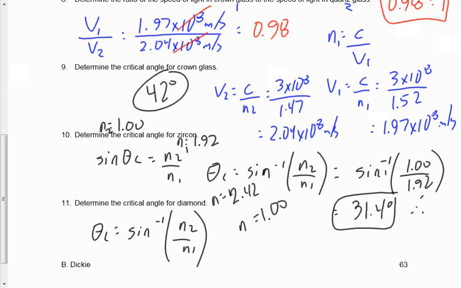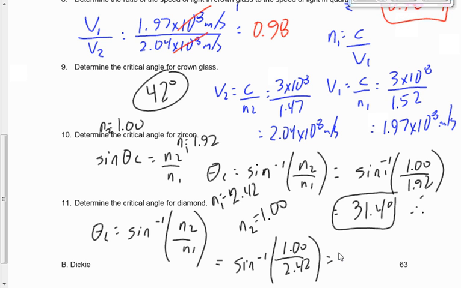If you're talking about just refraction, it doesn't have to be that. But if you're talking about total internal reflection, it's got to be high to low index of refraction. So we're going to say this is N1, diamond, and this is N2, air. So theta C is equal to the inverse sine of N2 over N1, 1.00 over 2.42. And I think that works out to be something like 24, isn't it? 24.4 degrees, thank you.